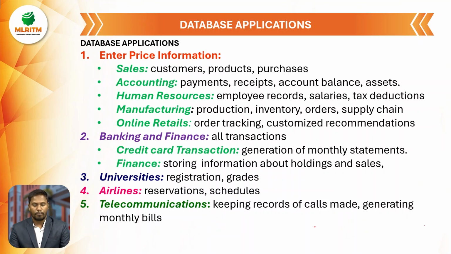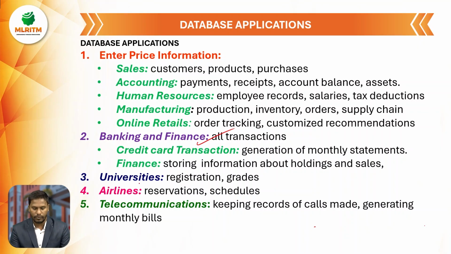Coming to banking and finance. What type of information is running on the banking side? Mainly transactions: credit card transactions, debit card transactions, as well as finance storing information about holdings and sales. Here we have debit cards, credit cards, and nowadays UPI payments, and these all transactions come under the generation of the monthly statements.